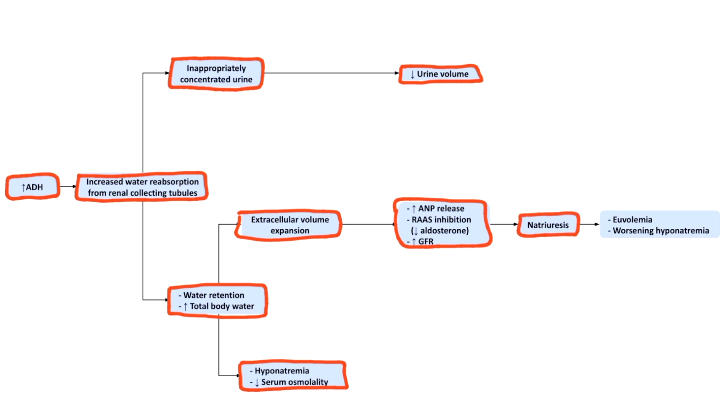It's highly important to know that natriuresis is responsible for euvolemia. So, despite water retention, the patient does not present with peripheral edema or jugular venous distension. However, natriuresis also leads to worsening hyponatremia.